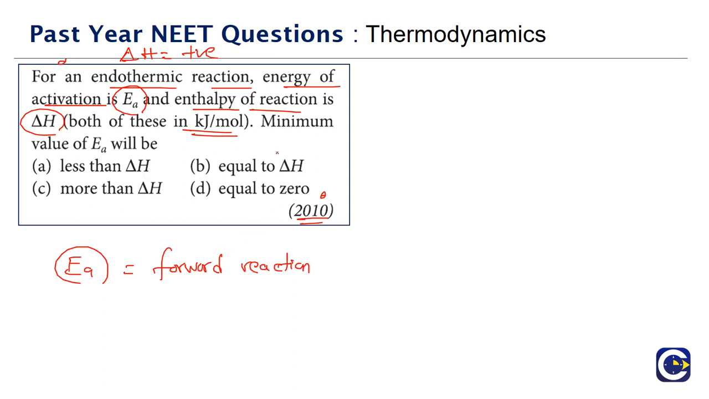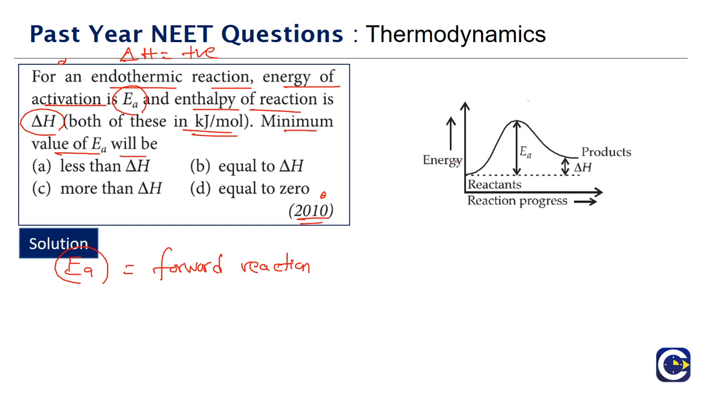So the minimum value of EA is how much? That's what they are asking, the minimum value of EA. If you look at the energy diagram, this is the energy and reaction progress. Here we have reactant. The energy of product will be more than the energy of the reactant. This is endothermic. Now here we have to comment on the relation between EA and delta H. Whether it will be less than delta H, equal to delta H, more than delta H, or equal to 0.